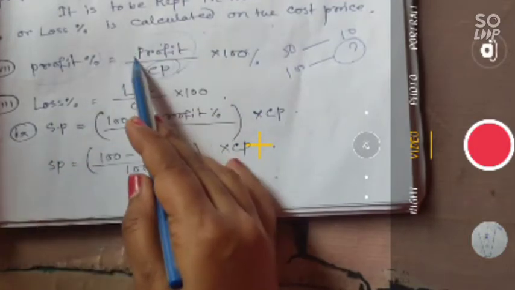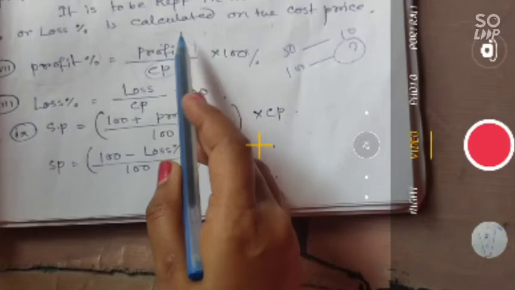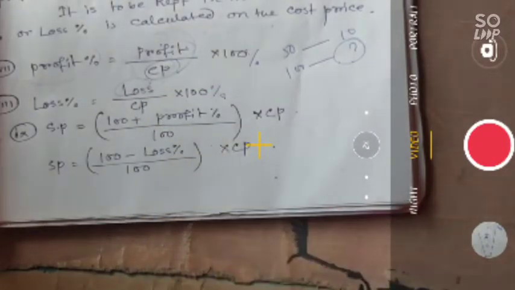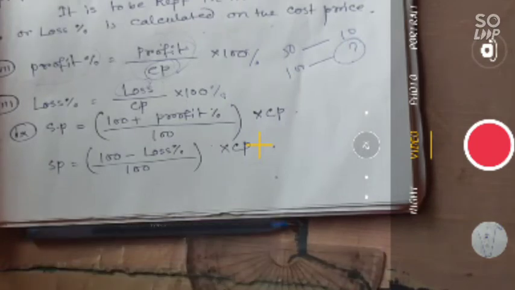Okay. Next, what will be the loss percent? Similarly, you have to substitute profit with loss. So loss by CP into 100%. So in a question, if CP and SP are given, can you find the profit? Yes, if CP and SP are given, I have told you, can you find out the profit?